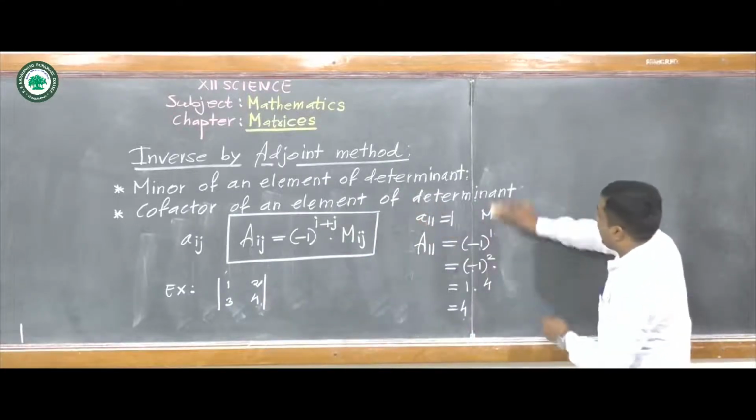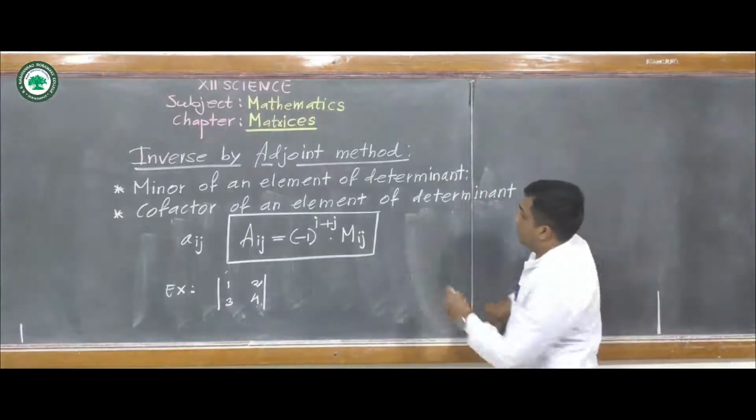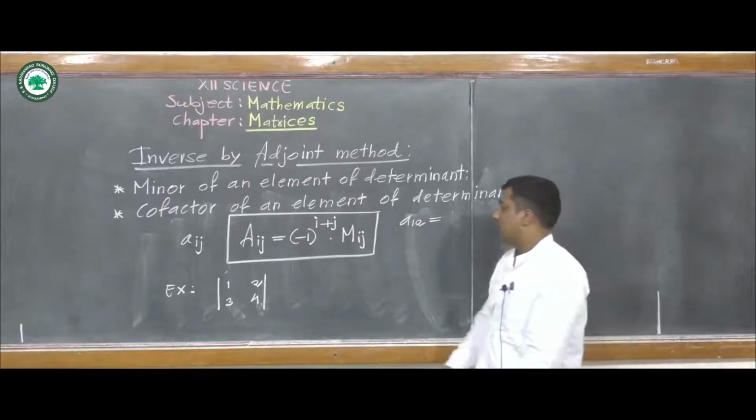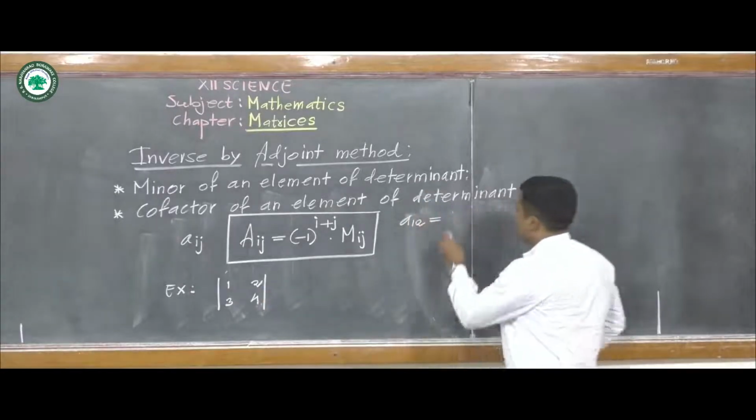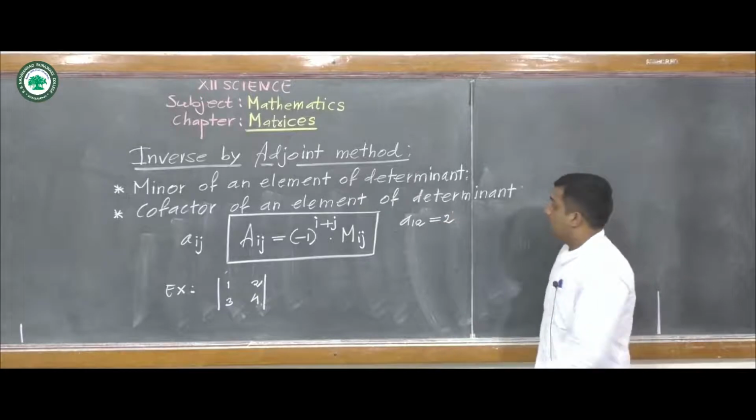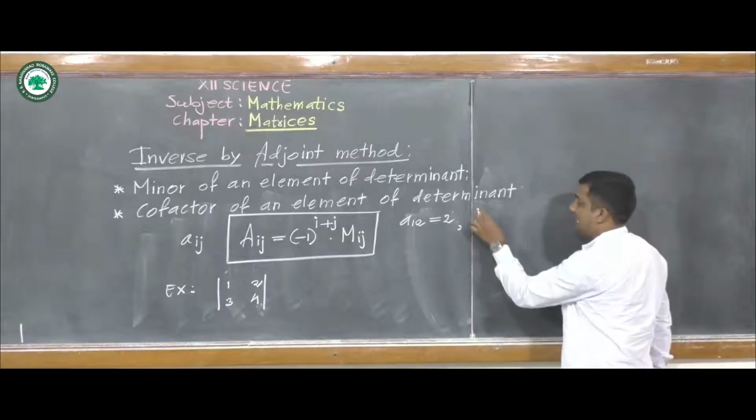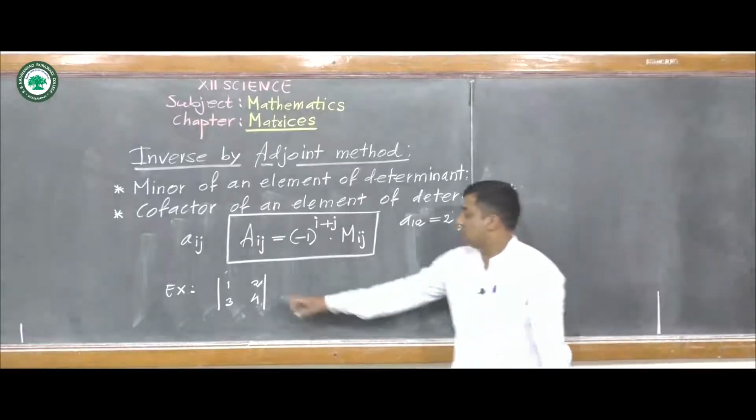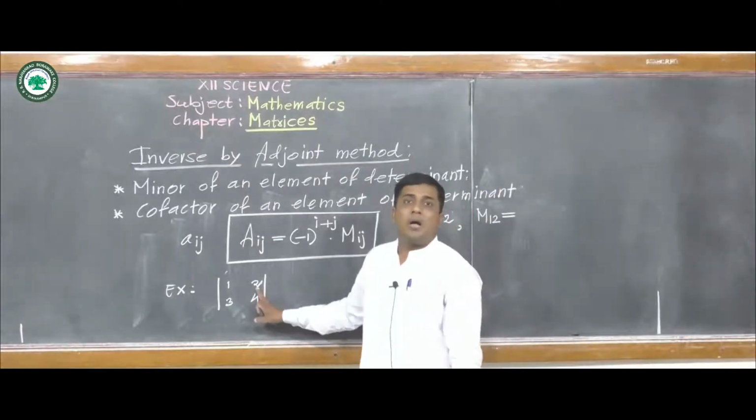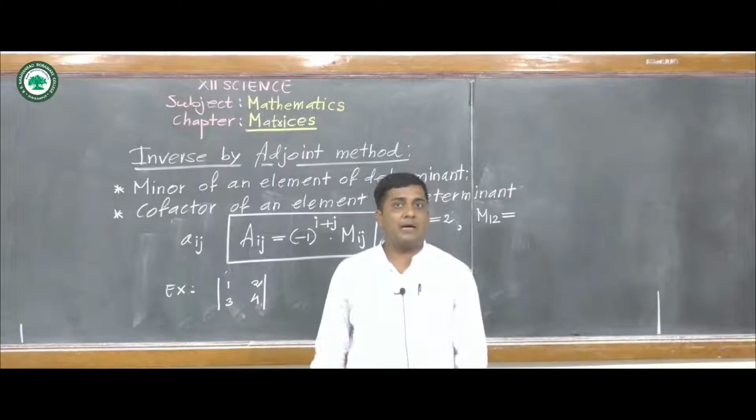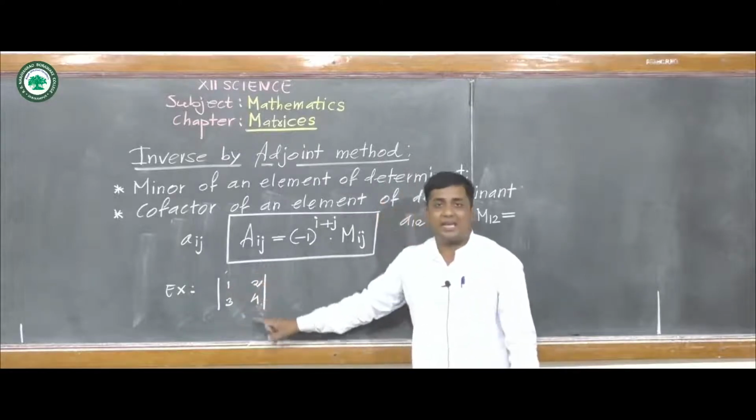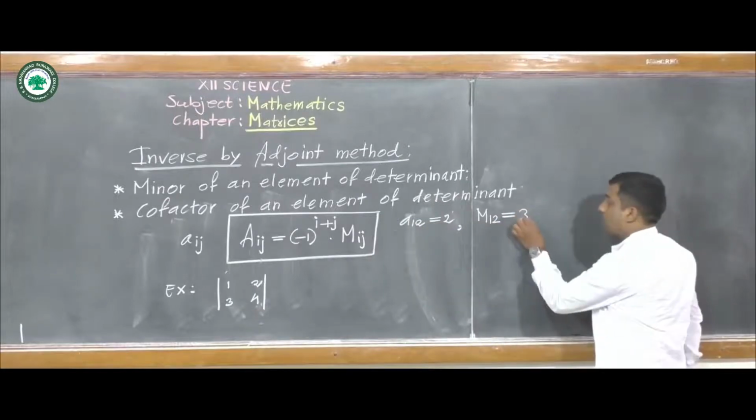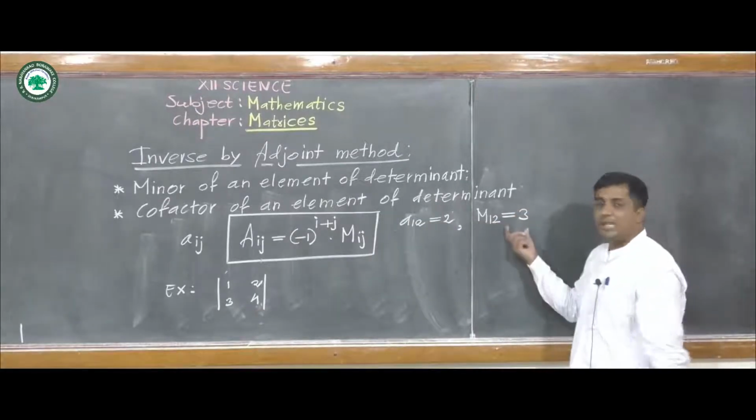Here the second element is A12, and this is equal to 2. Then the minor for this element, M of 1, 2, is equal to, we know this 2 is in the first row and in the second column. So we delete the first row and the second column. Here only 3 remains. So M of 1, 2 is 3.